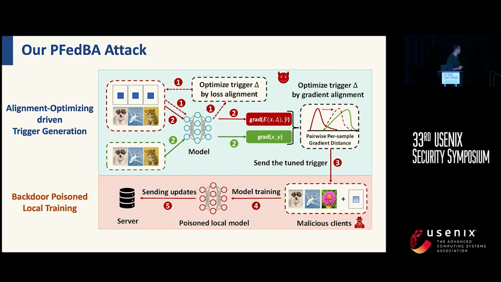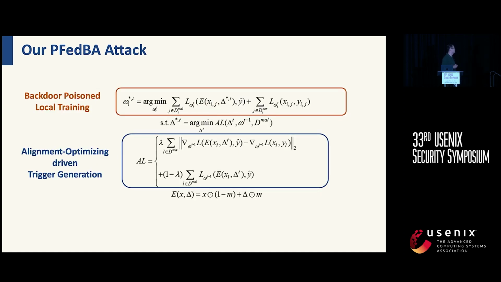This is the proposed backdoor attack for PFL, called PFAT-BA. There are mainly two steps. One is the trigger generation step, meaning the adversary corrupts the clients and designs the backdoor trigger. The second step is to use that trigger to perform normal backdoor training. Let's take a closer look at these two steps.